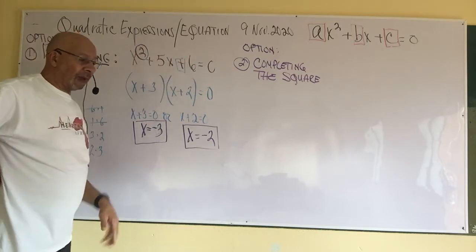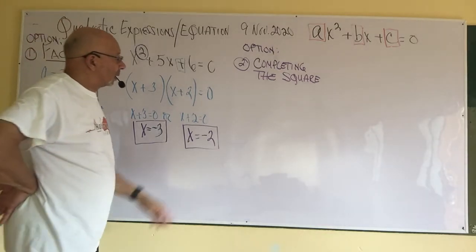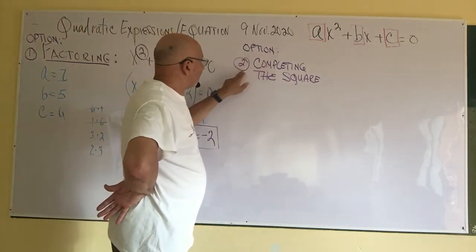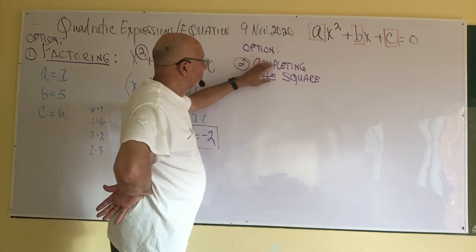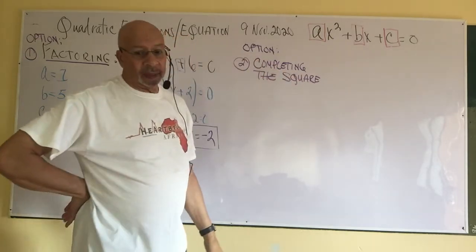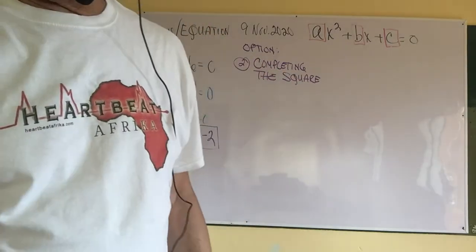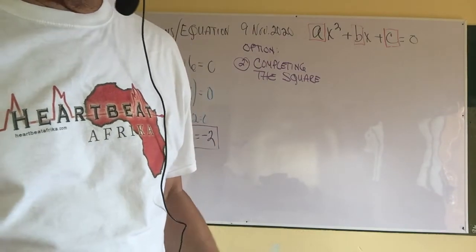If you can't factor it, there's a second option for solving the quadratic equation. It's called completing the square. So that's what we will do now. I'll show you how you would complete the square.